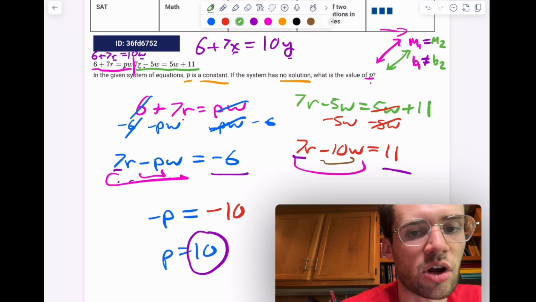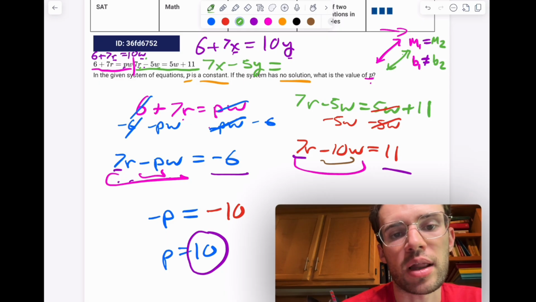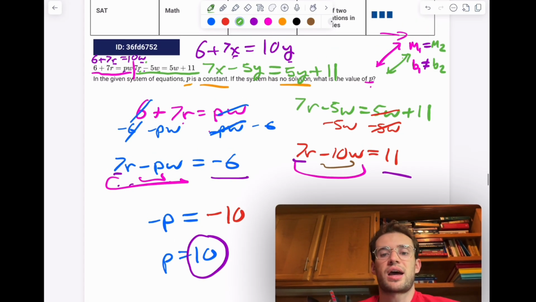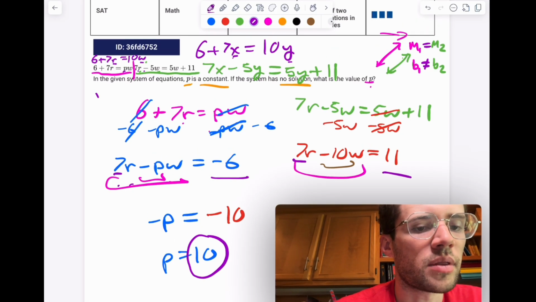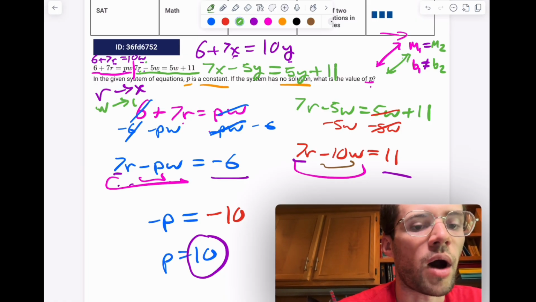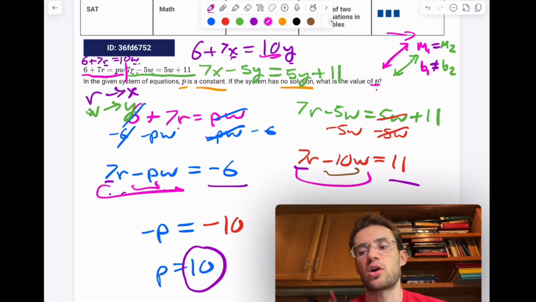So instead of 7r, it would be 7x minus 5. Again, instead of w, we write y, so y equals 5w plus 11 becomes 5y plus 11, like that. All right, so we've got those two equations. Now they have x's and y's. Again, make sure, maybe note somewhere, that r became x and that w became y, in case you have to go back to that. I put that p-value of 10 in place of the coefficient on y.